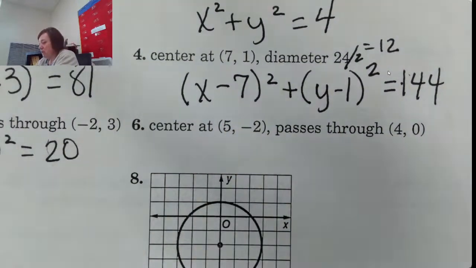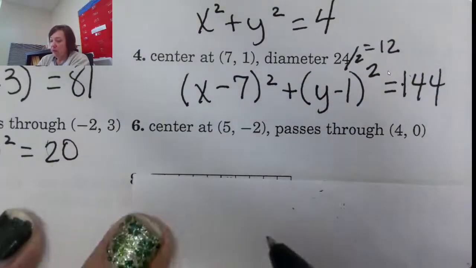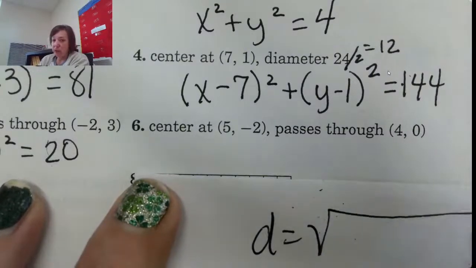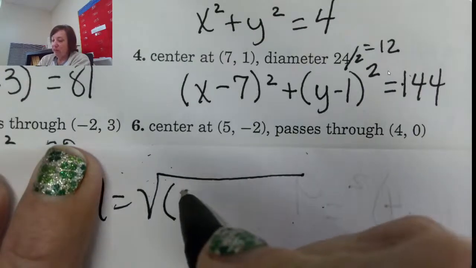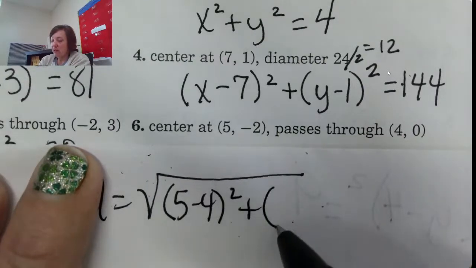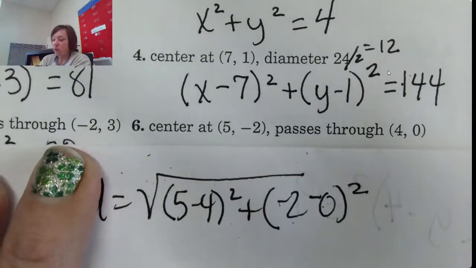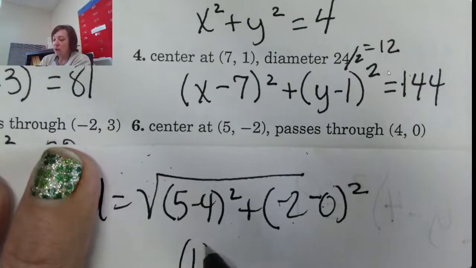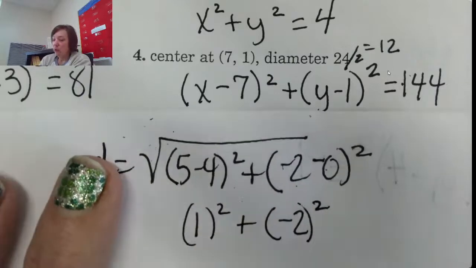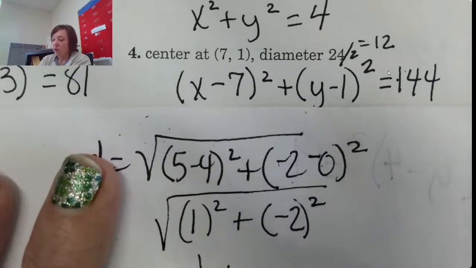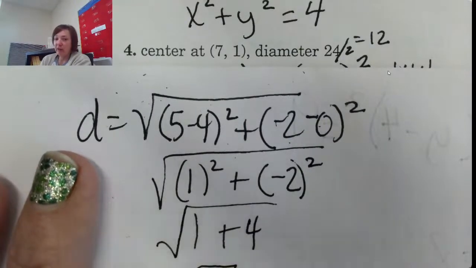So I'm going to grab my little piece of paper over here, and I'm going to do the distance equals the square root of 5 minus 4 squared plus negative 2 minus 0 squared. What's 5 minus 4? Negative 2 minus 0. What is 1 squared? What is negative 2 squared? 4. So that's going to give me the square root of 5, right?